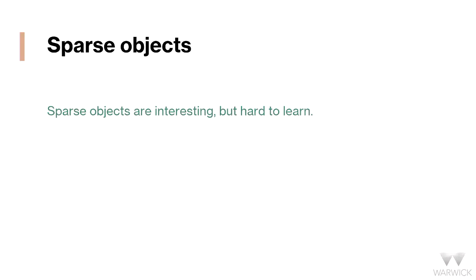So before I say what we're doing, I'm going to give an intuition for why sparse objects are different from dense ones. First of all, it's interesting to learn sparse objects, because if we imagine a graph representing, say, a social network, then it makes sense that this graph is going to be sparse. But somehow these objects are harder to learn.